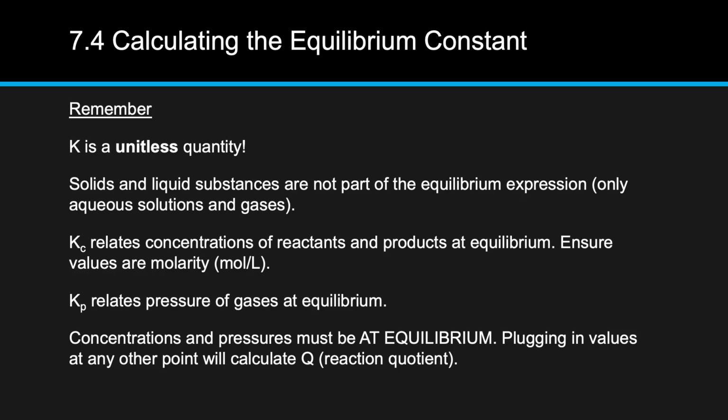Then you have to remember that Kc values must be in equilibrium molar concentrations, while Kp is going to use equilibrium partial pressures of gases. It is also critical that all values used are measured at equilibrium. Using values from any other part of the reaction is going to result in the reaction quotient Q. And then distinguishing between equilibrium values and non-equilibrium values is really important. So you have to remember the relationship between Q and K and what that means.